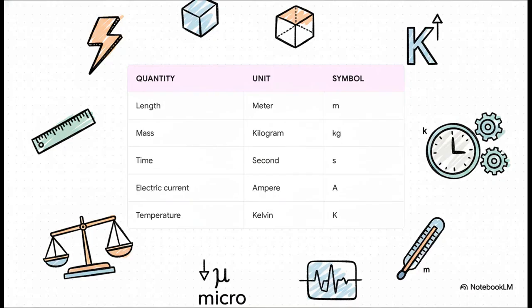And that universal language is the International System of Units, usually just called SI. This table right here shows the fundamental building blocks, the base units. For what we do in electronics, the big ones to focus on are the ampere for current, the second for time, and of course the meter. These are basically our bread and butter. You're going to see these every single day.